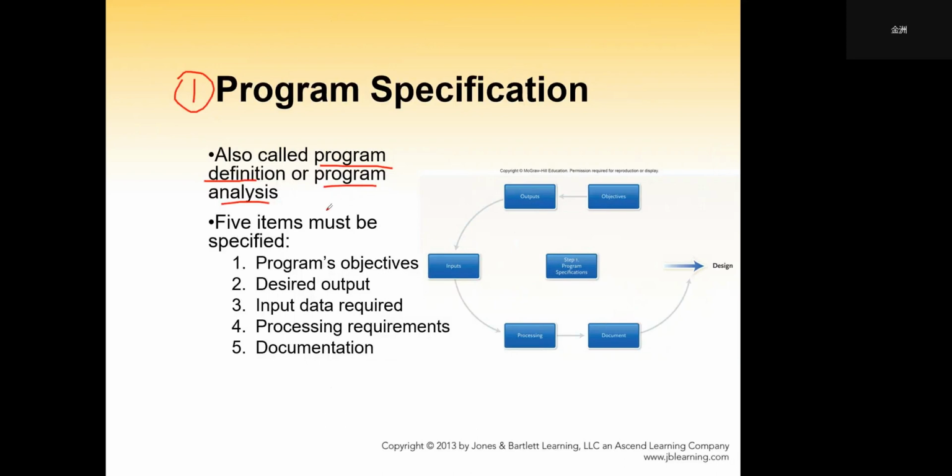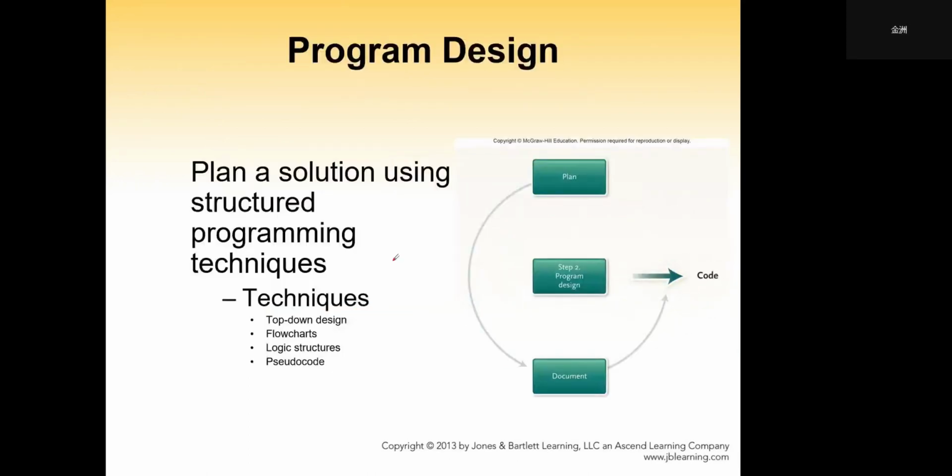So the first is, what's the objective, right? We need to know the final objective. And we need to know what the desired output is. And we need to know what input data are required. And we need to know what the processing requirement is, and also some documentation. We use such a procedure so that these things will help us move to the second stage, to design the program.